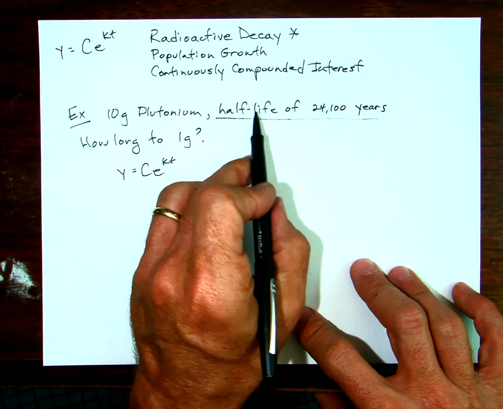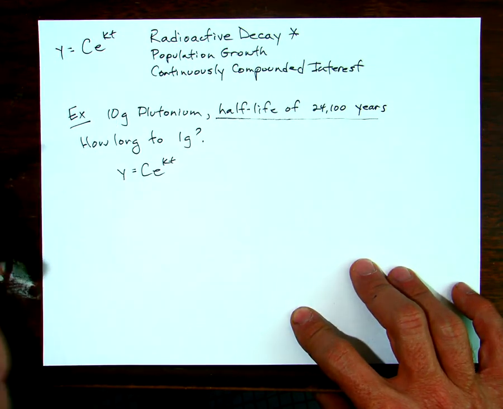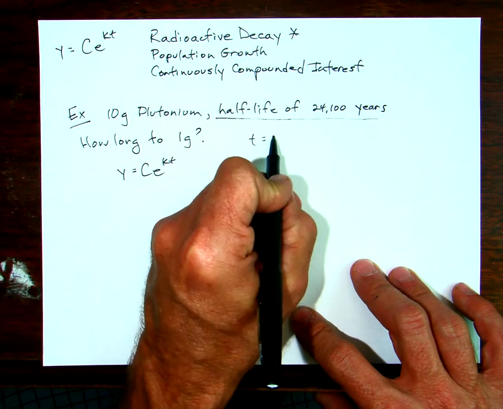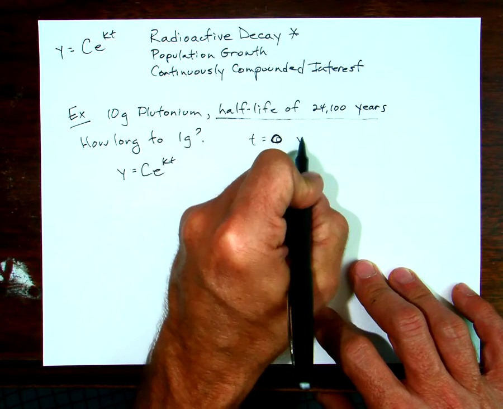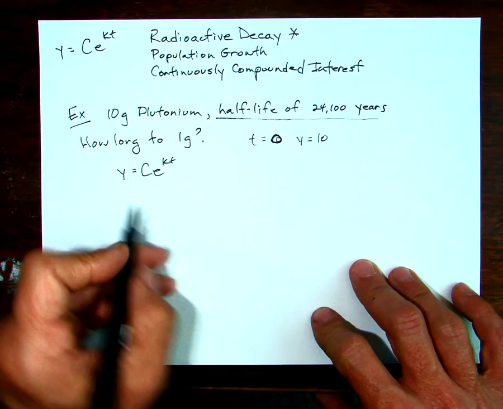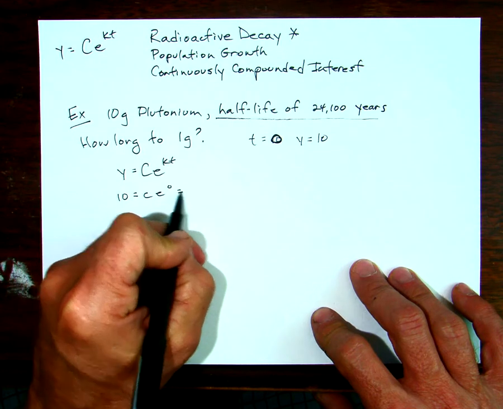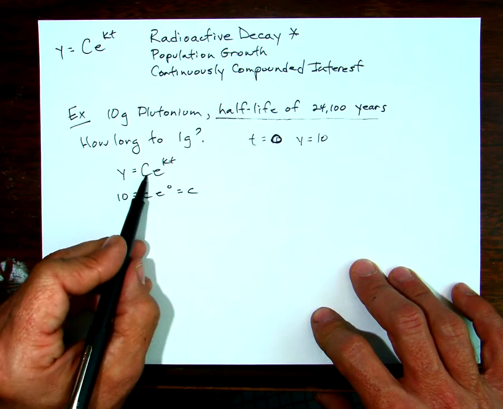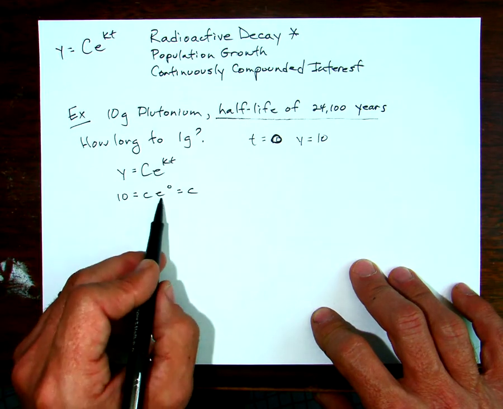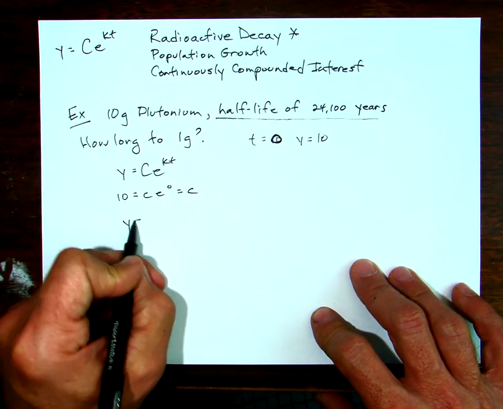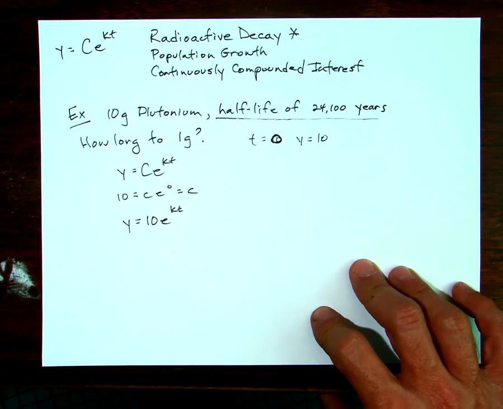What this tells me is that the 10 grams of plutonium is our original amount. So when t equals 0, y equals 10. Basically 10 equals c e to the 0, which is just c. So you can always think of c as your original amount, because you're putting 0 in the exponent, and e to the 0 is 1. So we can update our model. It's going to be y equals 10 e to the kt. So that's one point we have.